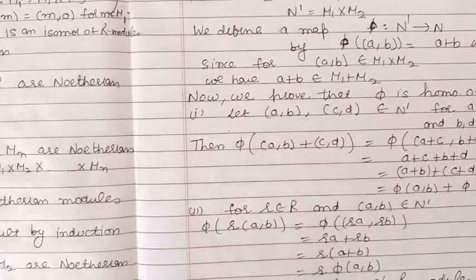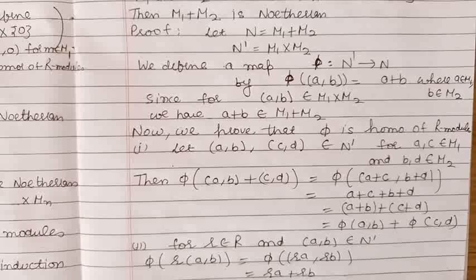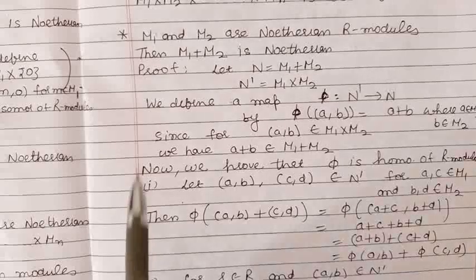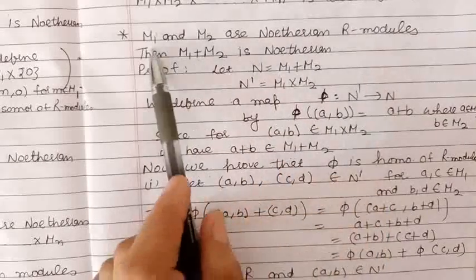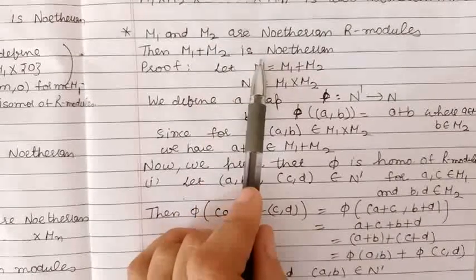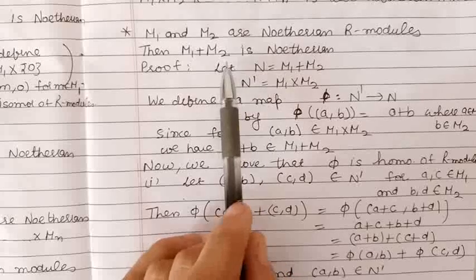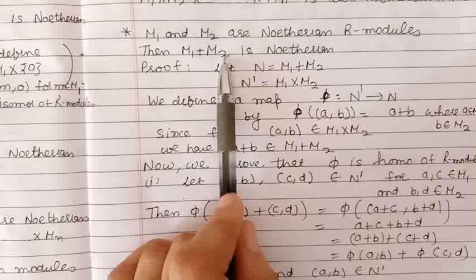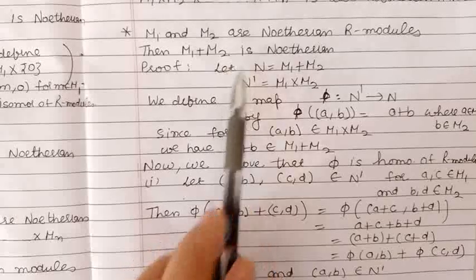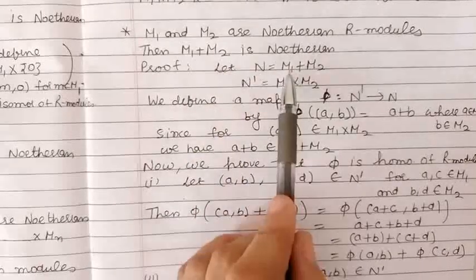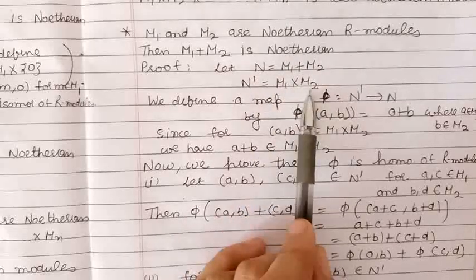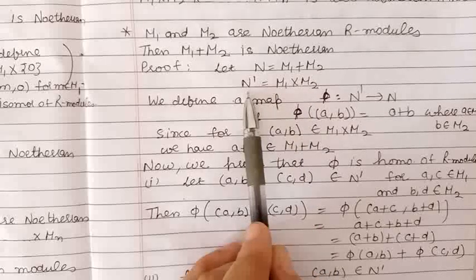Now our last theorem on noetherian modules is to prove that the sum of noetherian modules is noetherian. So let us take two noetherian R modules M1 and M2. We prove that their sum is noetherian. Now in order to prove this theorem, we will use the theorem that the direct product of noetherian R modules is noetherian. Let us denote the sum of modules M1 and M2 by N. And the direct product of M1 and M2 we have denoted by N dash.